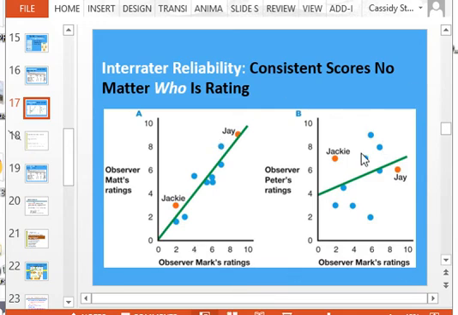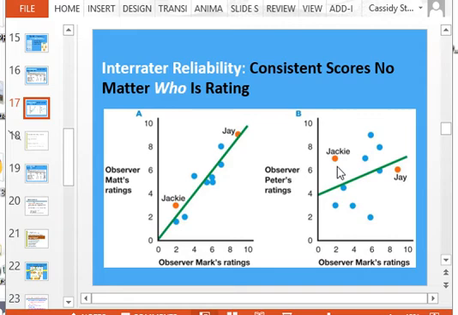Here would be an example of less good inter-rater reliability. So here, Mark is rating this kid J as very happy, whereas this is Peter now, Peter is rating J as less happy. In fact, we have an even worse discrepancy here. Mark says that Jackie isn't happy at all, and Peter says that Jackie's very happy.